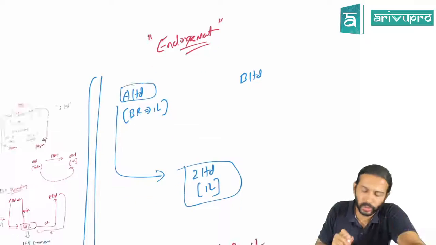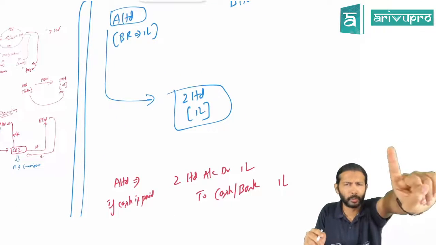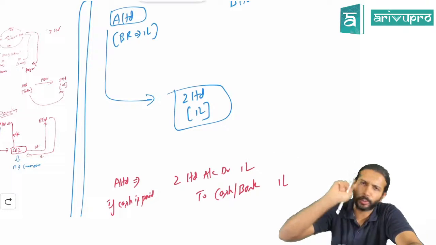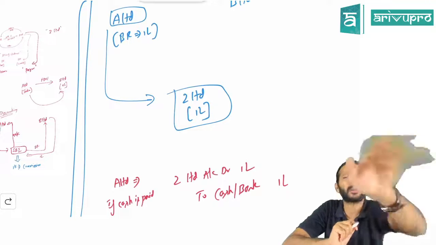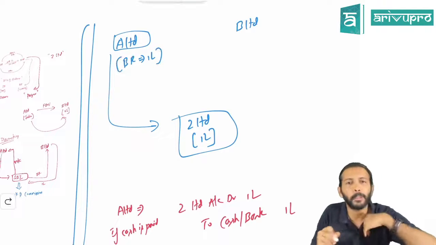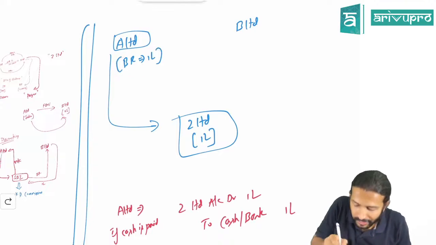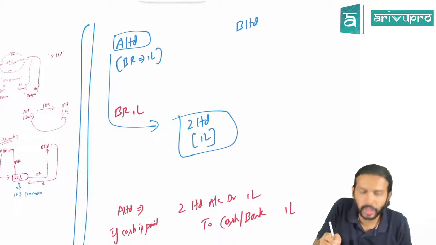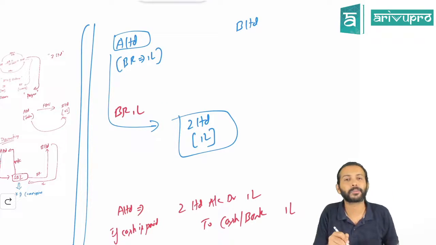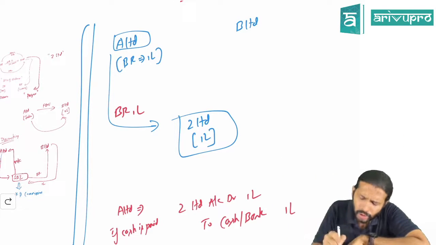What A Limited will do here is tell Z Limited, boss, I have purchased the goods from you, so I need to pay you 1 lakh rupees. But I will not pay cash. I have an asset known as bill receivable. Please take that asset. So A Limited will give this bill receivable worth 1 lakh to Z Limited. And Z Limited will say, no problem. Fair enough.